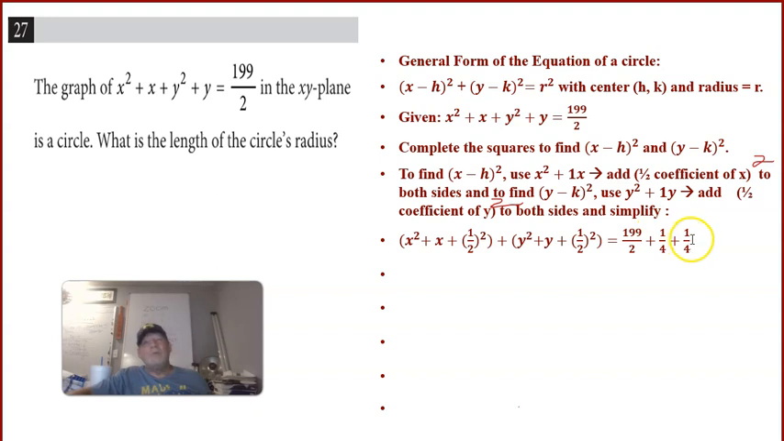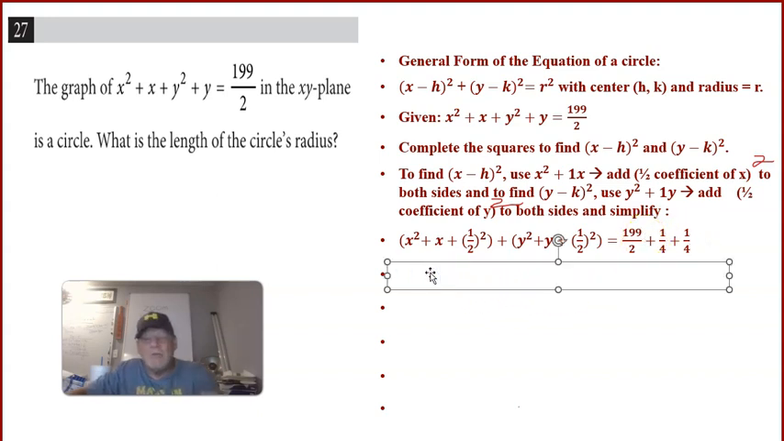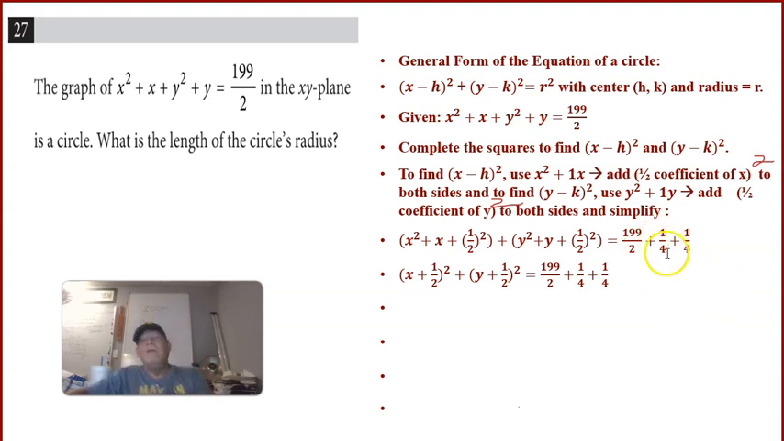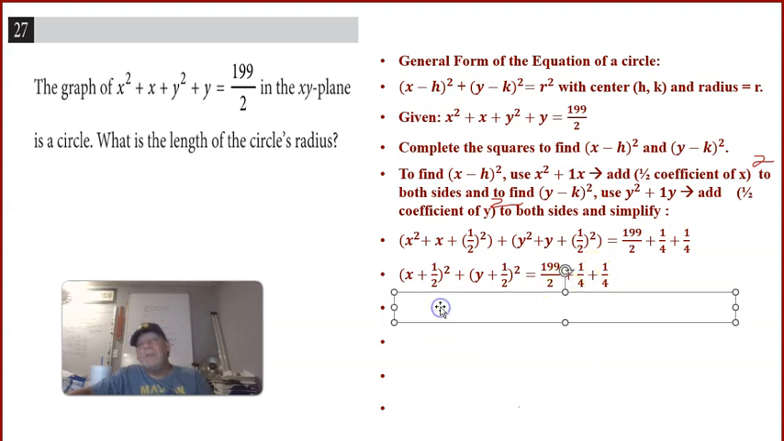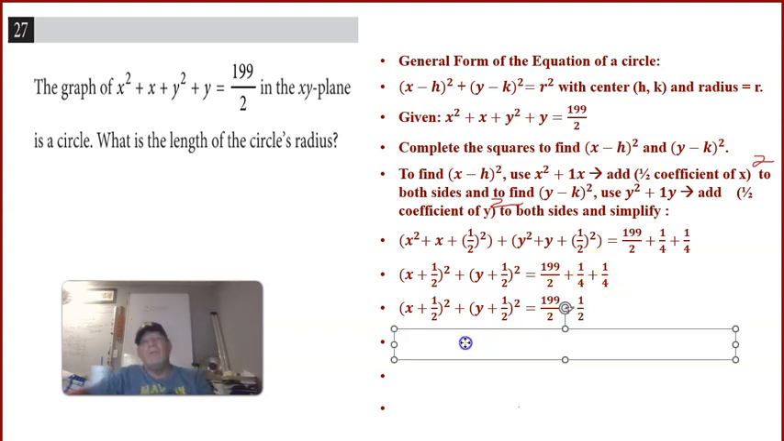Well, 1/4 and 1/4 is 1/2. And when you add that to the 199, you're going to get 200 over 2. This is a perfect square, and it's x plus that number you had in parentheses, quantity squared. So that means that the center of this circle is at the point 1/2, comma, 1/2. Since it's a minus here, it's actually negative 1/2. Negative 1/2 is that point. And then here I'm going to get 199 over 2 plus 1/2, which is 200 over 2.